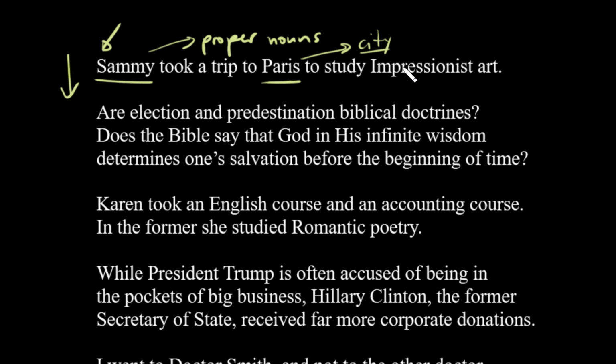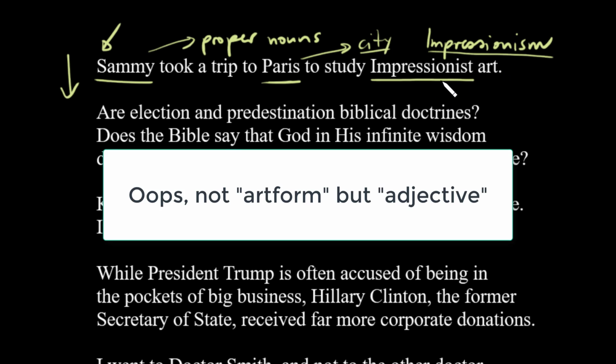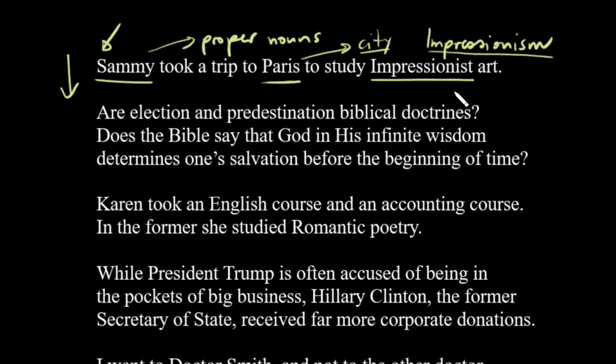You also notice that adjectives derived from proper nouns are often capitalized. So the art form here would be impressionism, and that's a name, right? A name of an art form, so we capitalize it as we do with names. But impressionist is this art form that's derived from impressionism, and that's why we capitalize it as well.